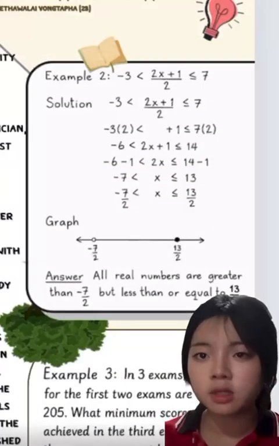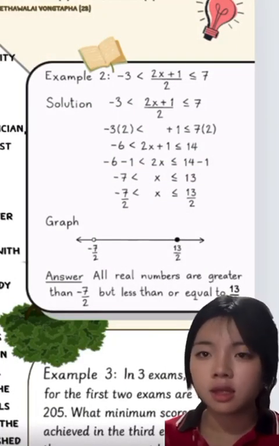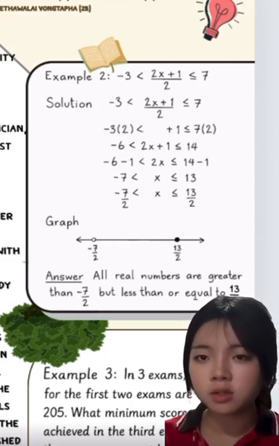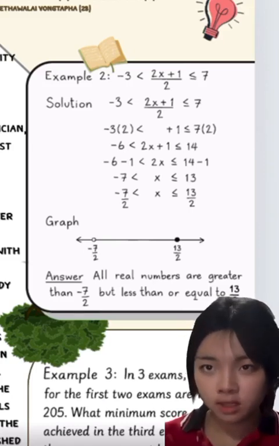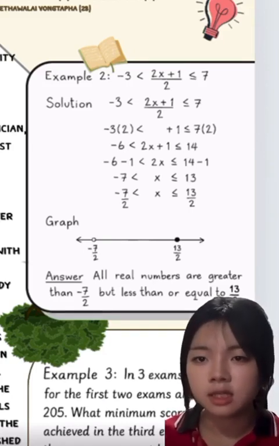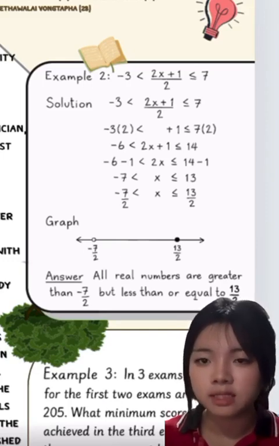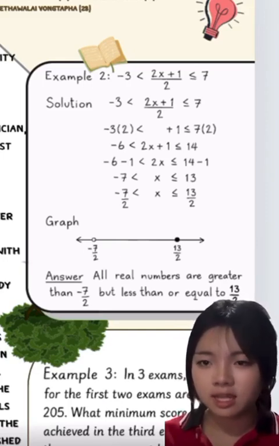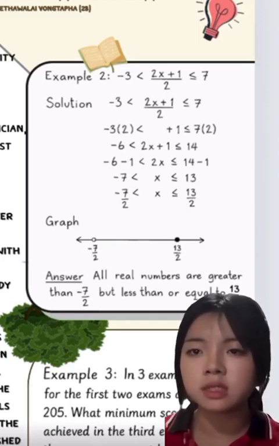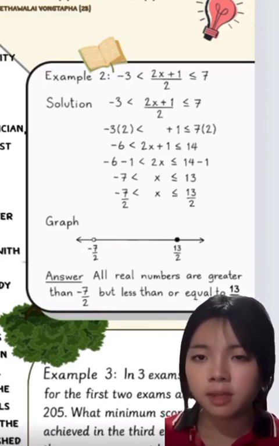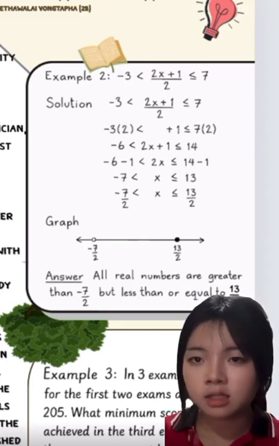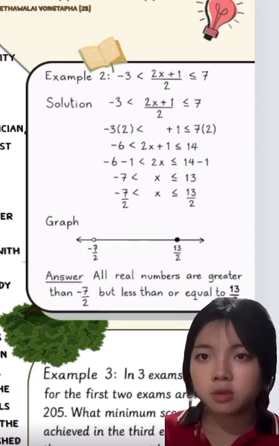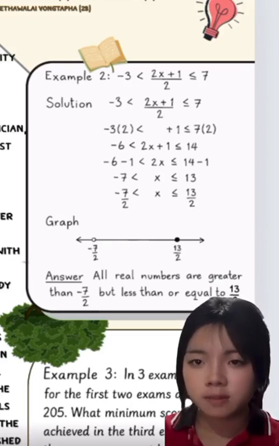In this example, we need to solve the inequality negative 3 is less than the fraction 2x plus 1 over 2 and less than or equal to 7. First, we start with the inequality. Negative 3 is less than 2x plus 1 over 2 and less than or equal to 7. To remove the denominator 2, we multiply every part of the inequality by 2, that gives us negative 6 is less than 2x plus 1 and less than or equal to 14.